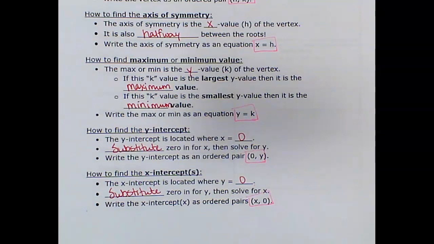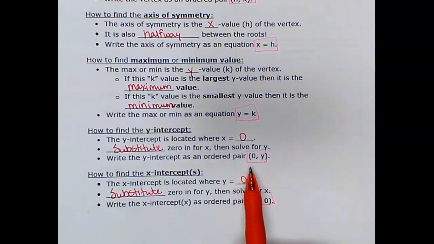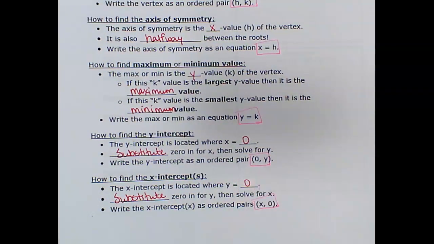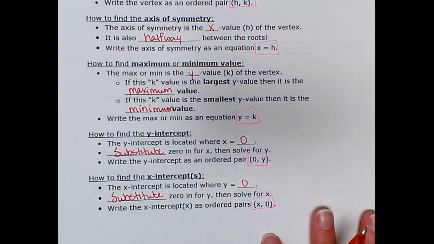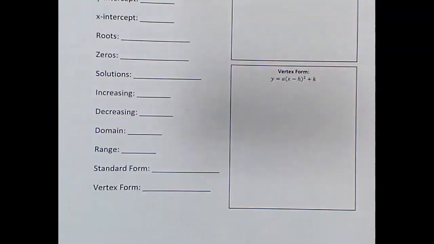To find the y-intercept, it's always located where x is 0, so you want to substitute 0 in place of x and solve. The y-intercept again is a location, so we write it as an ordered pair, 0 comma, and then the y value. And then finally, for the x-intercepts, they're located where y equals 0. That's what puts them on the x-axis. So you want to substitute 0 in place of y and solve for x. Again, x-intercepts are a location on the graph, so you want to write them as an ordered pair, x comma 0. And of course, these x values right here are your solutions, roots, and zeros. So let's go ahead and get to our example.